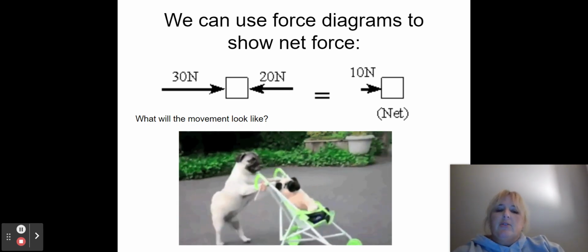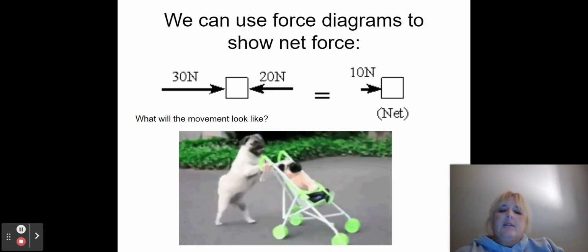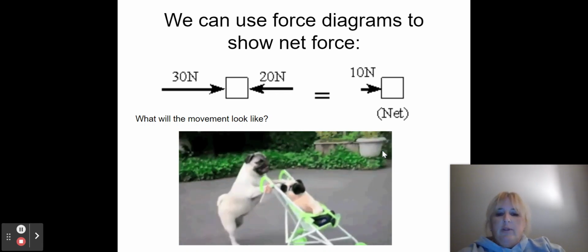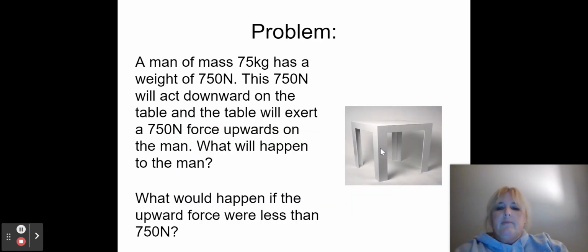So let's say that the pug in the stroller is the 10 newtons of net force that you have left. It will move towards the right with 10 newtons of force. So let's try a problem.